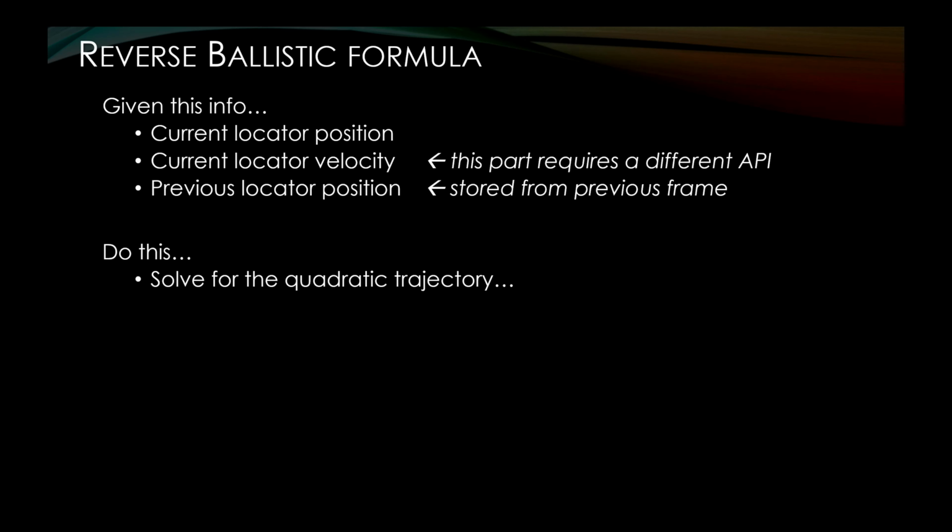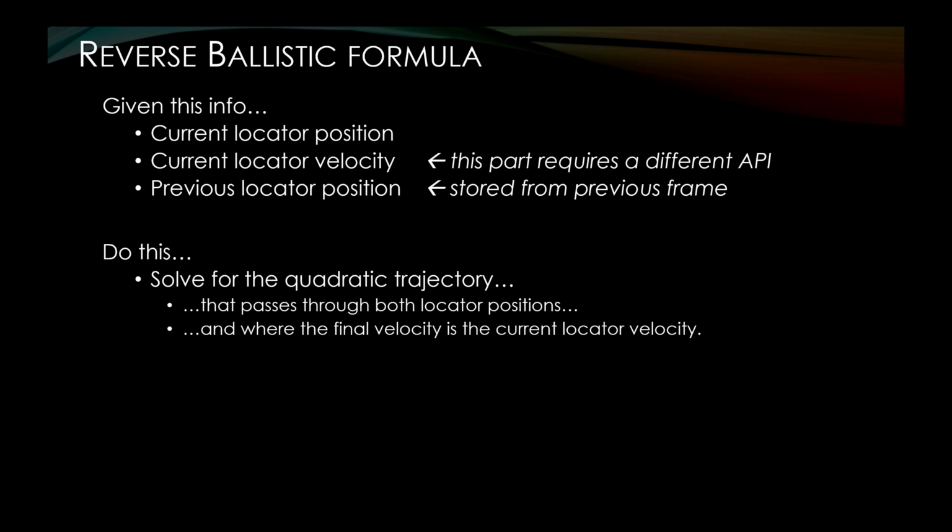First, you're going to solve for a quadratic trajectory. That might sound fancy, but it's actually pretty simple. The idea is that that trajectory will pass through both the previous and current locator positions with the additional constraint that the final velocity, meaning the velocity at the current time, is the one that was given by this API. That establishes a single equation that you have to solve for one parameter, which is acceleration.